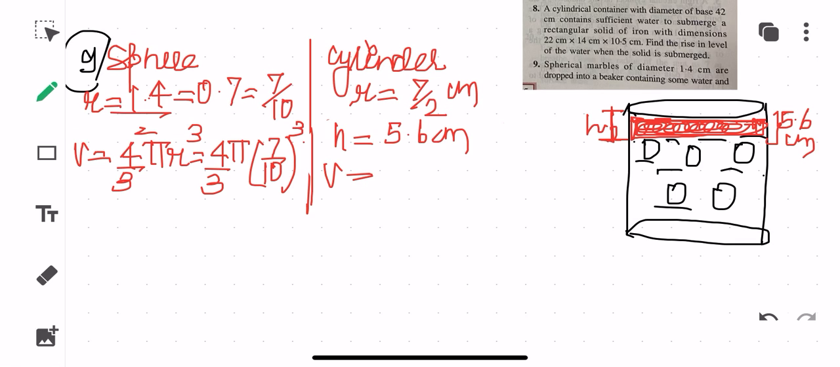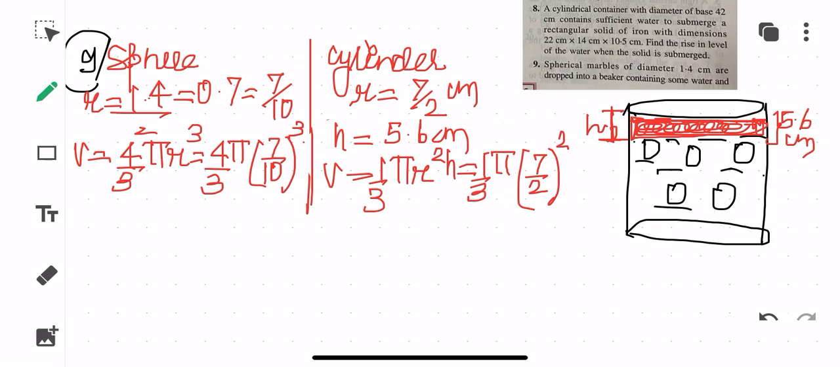Here the volume will be equal to 1 by 3 into pi into r square into h. So this is equal to 1 by 3, pi you will keep like this, r square will be taken as (7 upon 2) square into h. H you can take as 56 upon 10, or if you want, you can take it as 5.6 as well. It's completely up to you, children. Why do we take fractions? Because it is always easy to calculate using fractions.